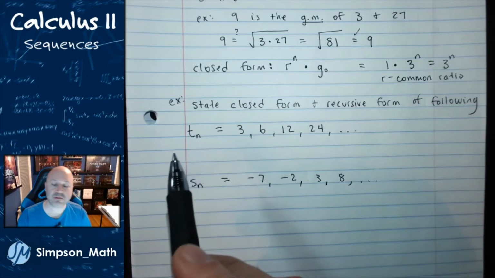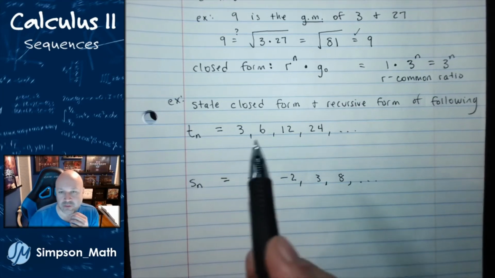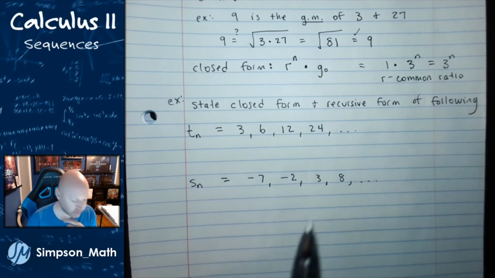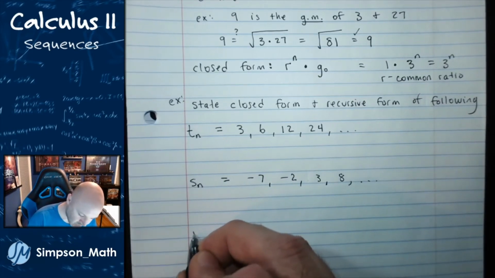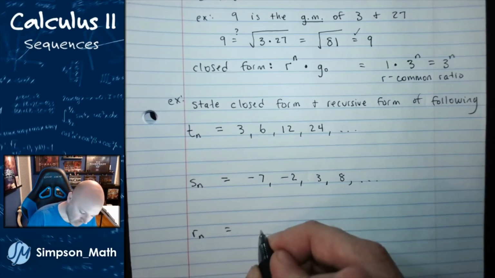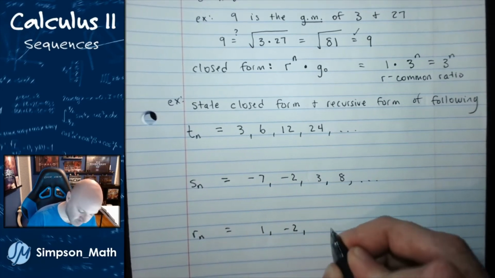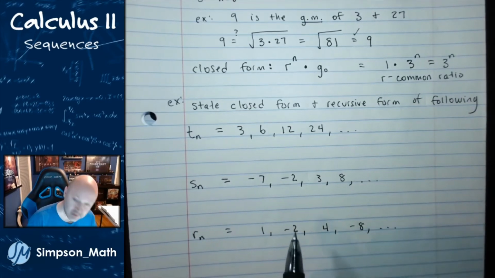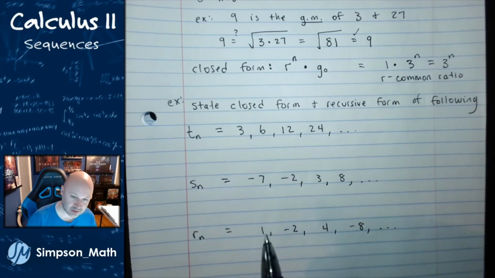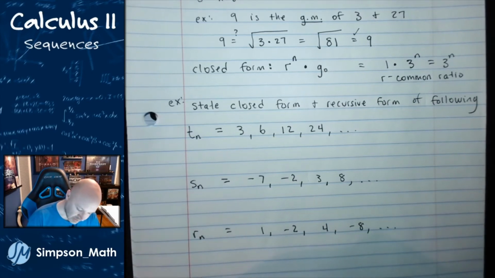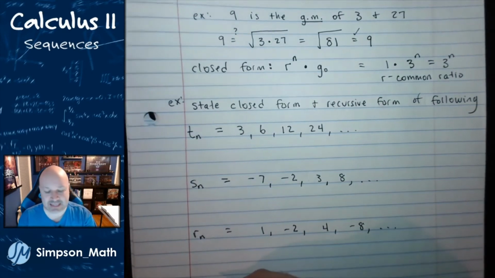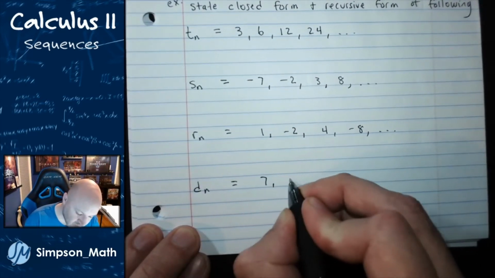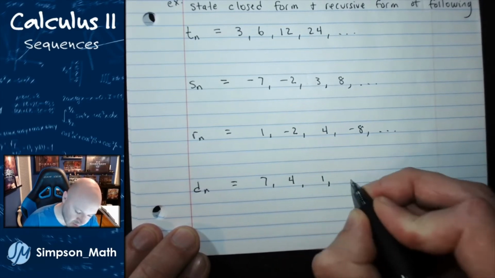So I got the first sequence, T: 3, 6, 12, 24. The second sequence, S: -7, -2, 3, 8. The third one, R, is 1, -2, 4, -8, dot, dot, dot. That's interesting. It's going back and forth between positive and negative. And the last one, D: 7, 4, 1, -2.